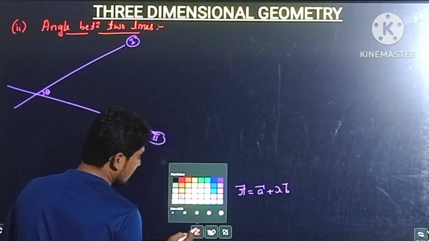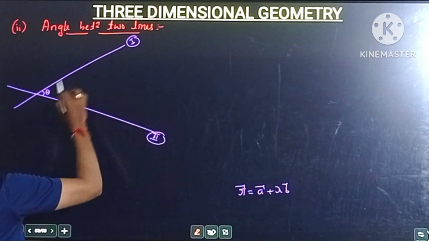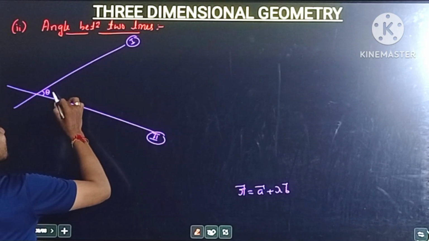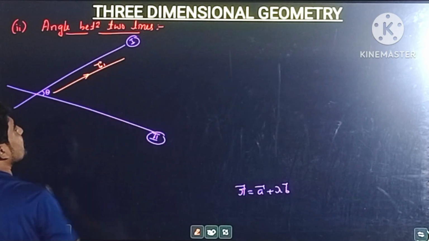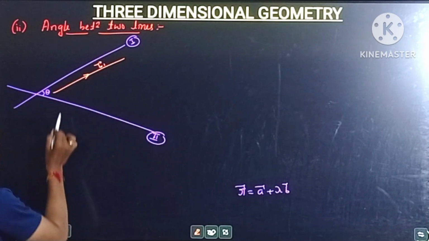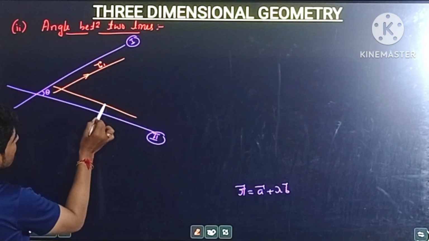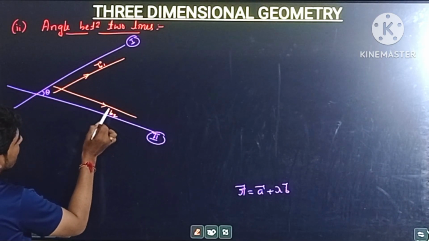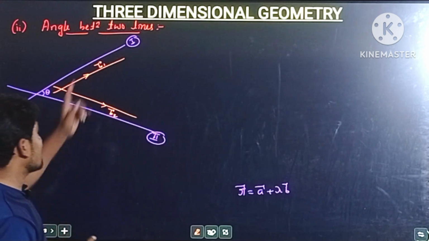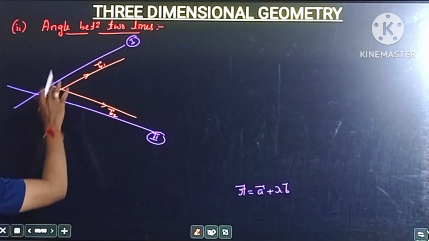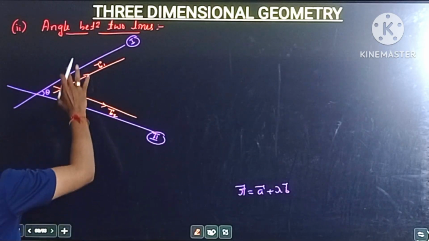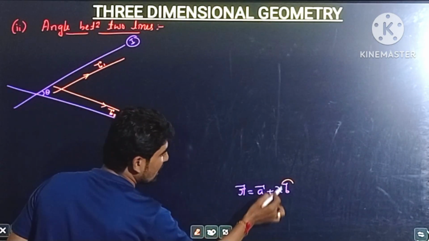So it means if this is the first line, definitely for this line we have one of the parallel vectors, and let's say it is equal to b1 vector. And for the second line also we have one of the parallel vectors. Let's say this is equal to b2 vector. So the first line and second line, their intersection, and theta is the angle between these two vectors. And for every line we have one of the parallel vectors.